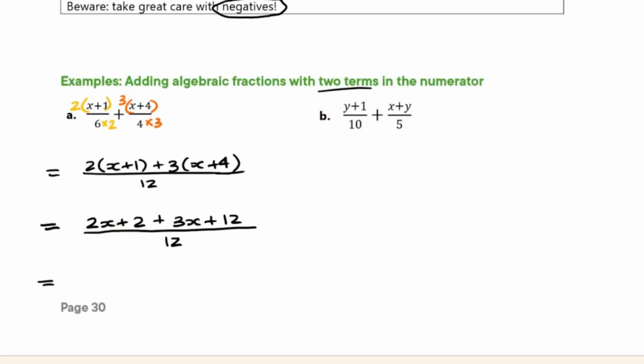Oop, my laser pointer went a bit funny. So that becomes 5x. And then we've got 2 plus 12, so plus 14 over 12. As we're going to learn next lesson, that's our final answer. We can't cancel off anything here.